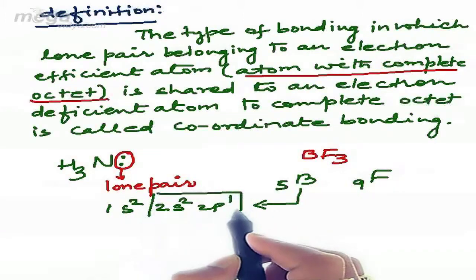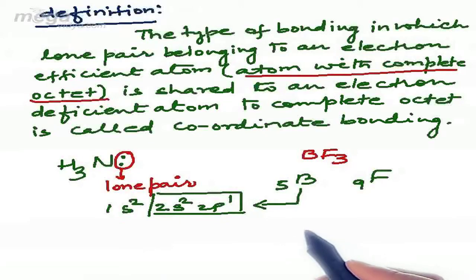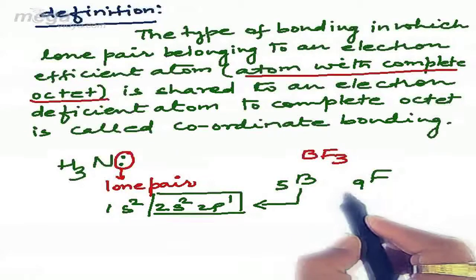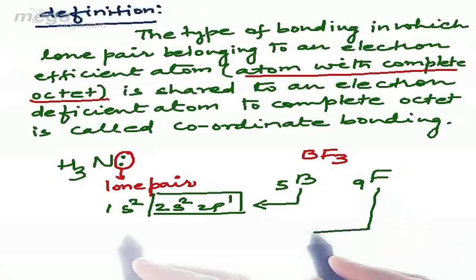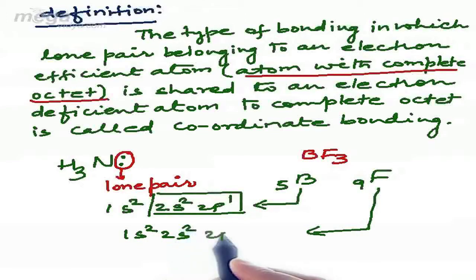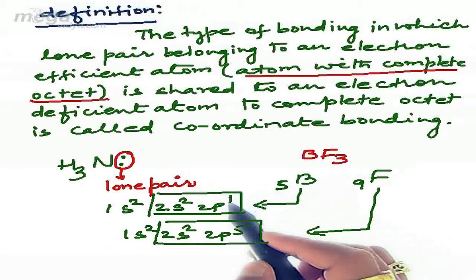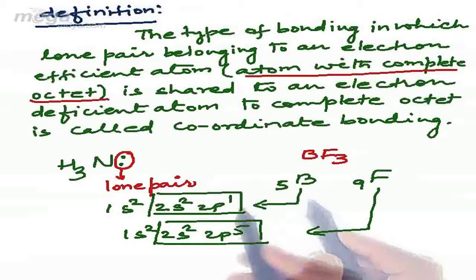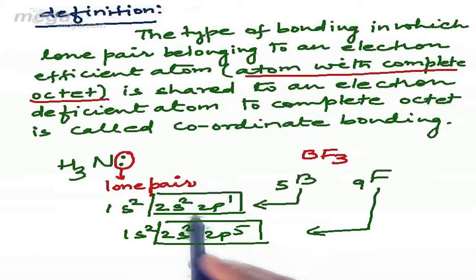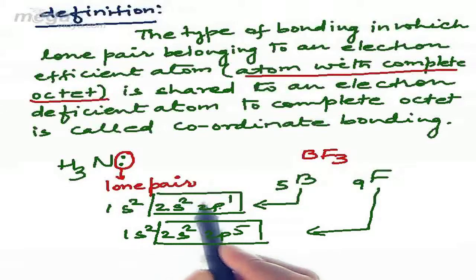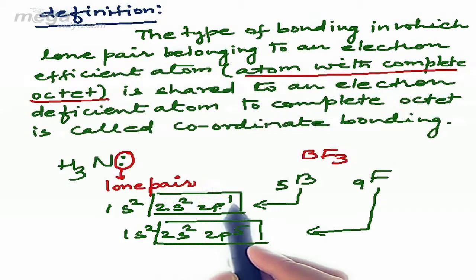Here the valence shell configuration of boron is 2s2, 2p1. Now for fluorine, the configuration will be 1s2, 2s2 and 2p5, that is, the valence shell configuration of fluorine will be 2s2, 2p5. Means for the purpose of completing the octet, boron requires 5 electrons. Here we are finding that its valence shell 2s2, 2p1 has 2 plus 1, 3 electrons. Octet means 8 electrons, so it requires 5 more electrons to complete the octet.